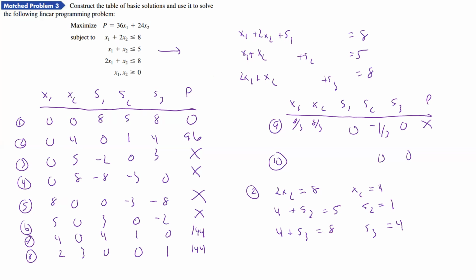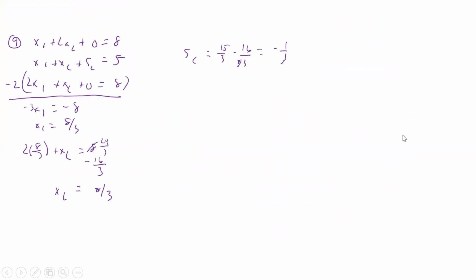All right. So last one. We have a 0, 0, and S2 and S3. Hopefully we have enough room here. Let's start over here and we'll go from there. So now we have x1 plus x2 plus s1 equals 8. We have x1 plus x2 plus 0 equals 5. We have 2x1 plus x2 plus 0 equals 8. So let's work with these bottom two again.